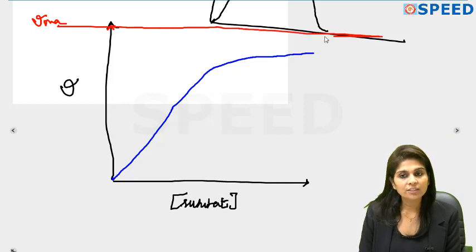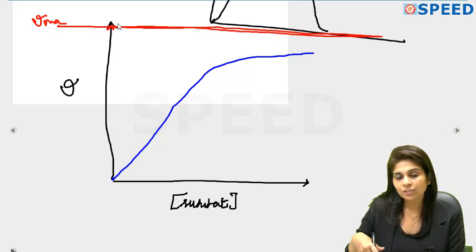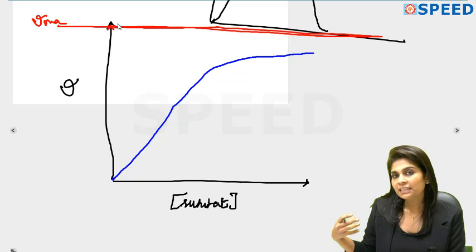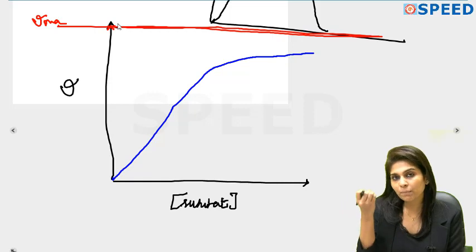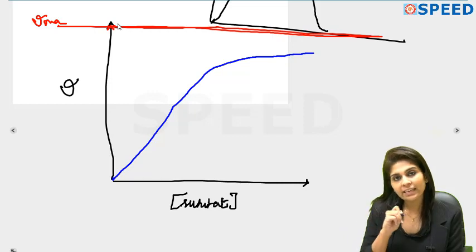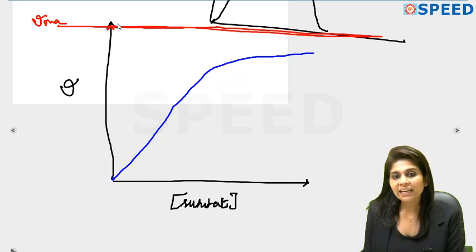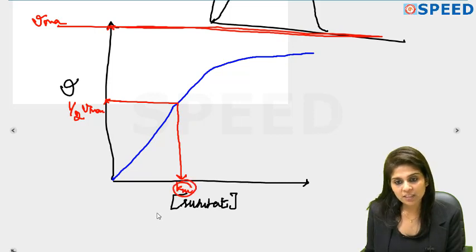Be it in vitro conditions or in vivo conditions, they have tried their maximum. They have increased the substrate concentration as much as possible, but they found out that the enzyme's binding sites cannot get saturated because enzymes are required only in very minute quantities and they get recycled back and forth. So Vmax can never be achieved. So we have something called half Vmax, and at half Vmax the substrate concentration is called Km. So what is Km? Km is the substrate concentration at half maximal velocity.